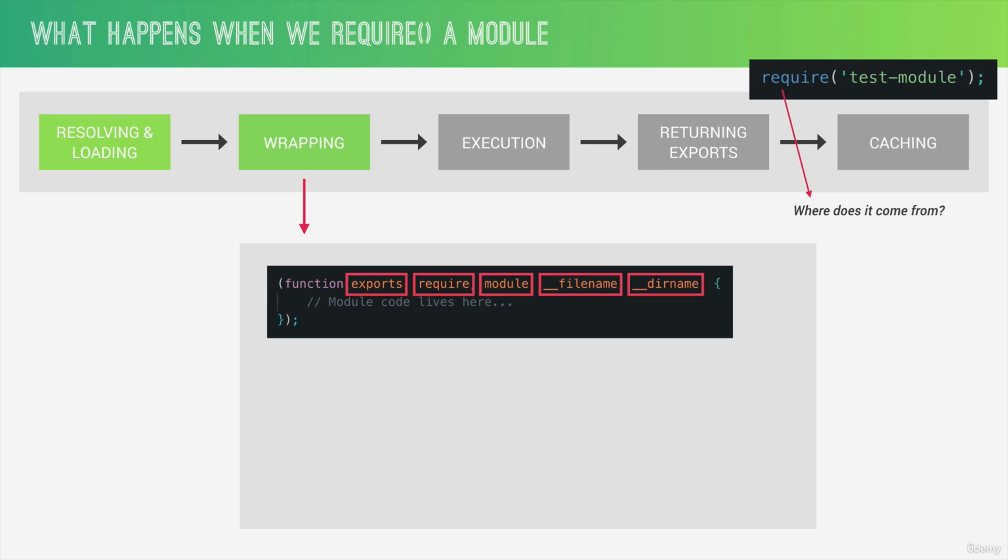Okay? Now, by doing this, Node achieves two very important things. First, of course, is giving developers access to all these variables we just talked about, which is very helpful. And second, it keeps the top-level variables that we define in our modules private, so scoped only to the current module, instead of leaking everything into the global object.